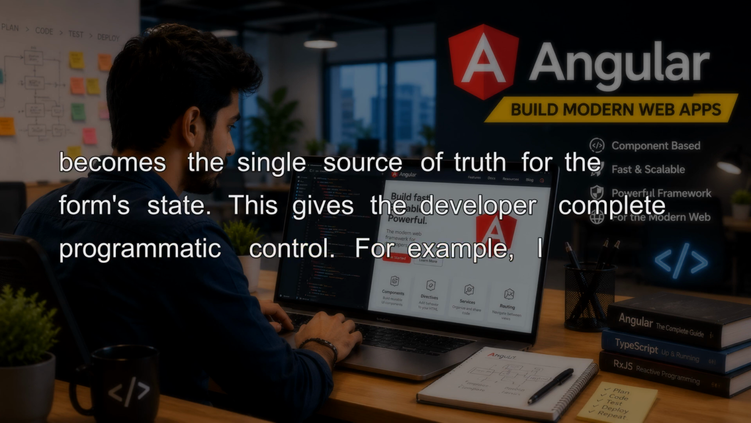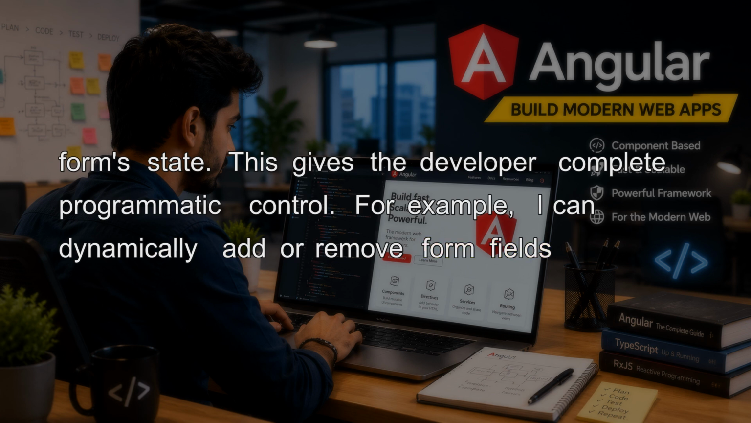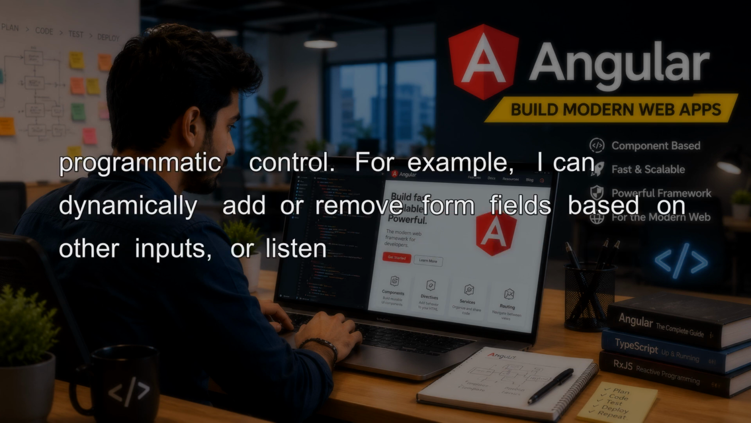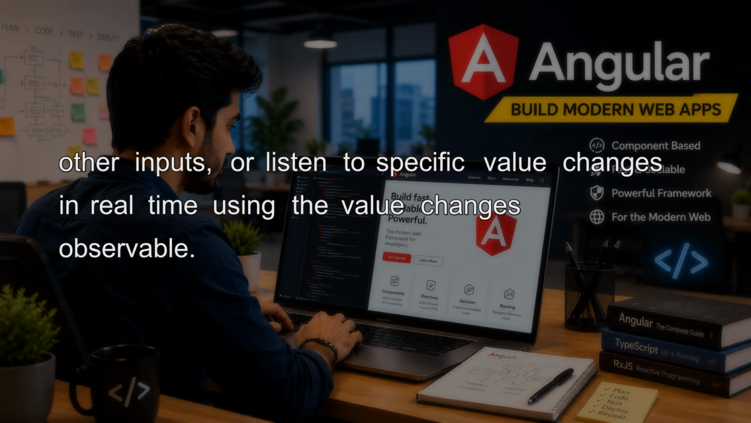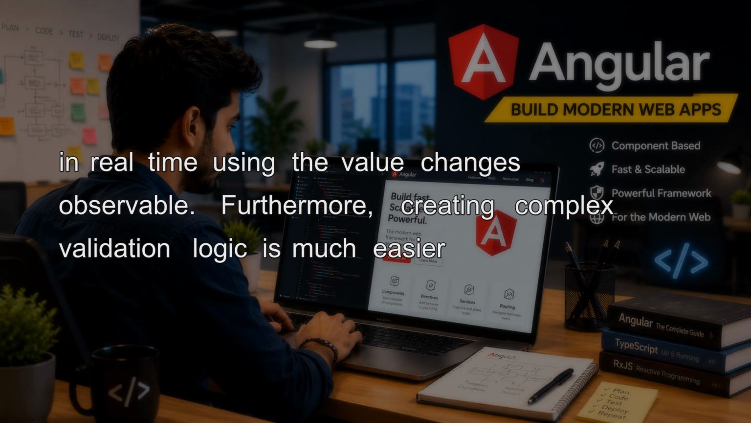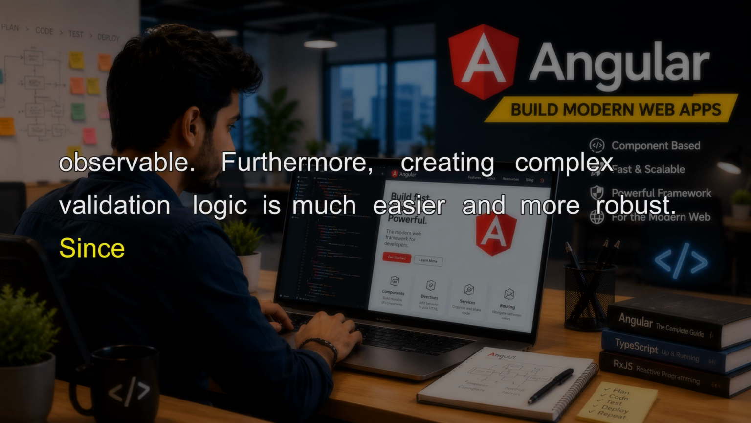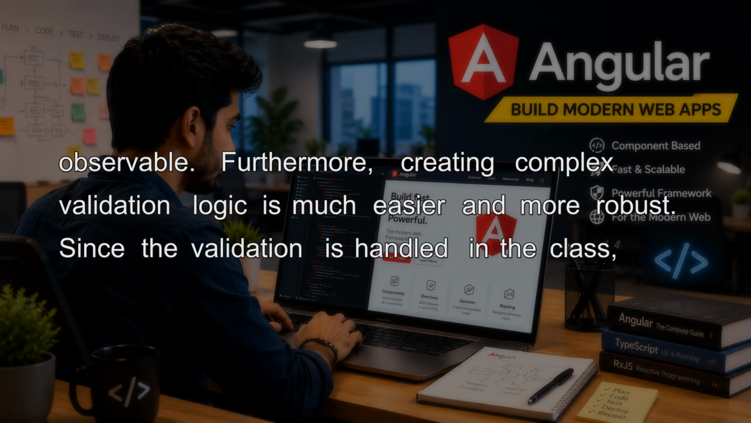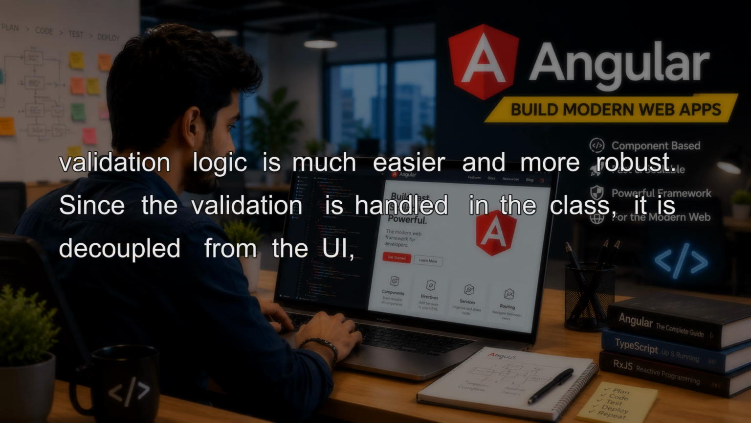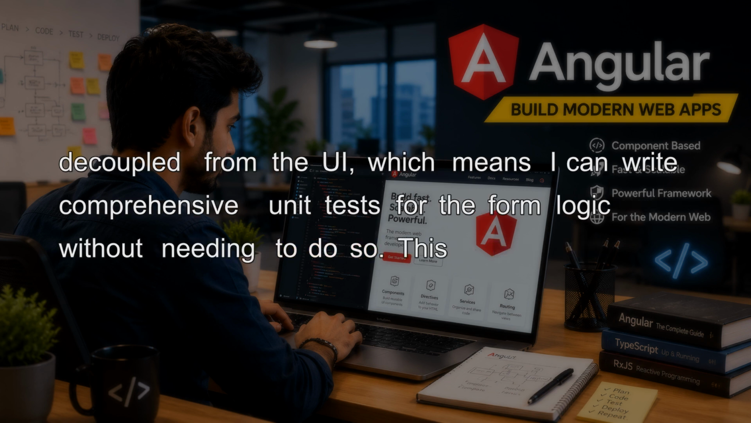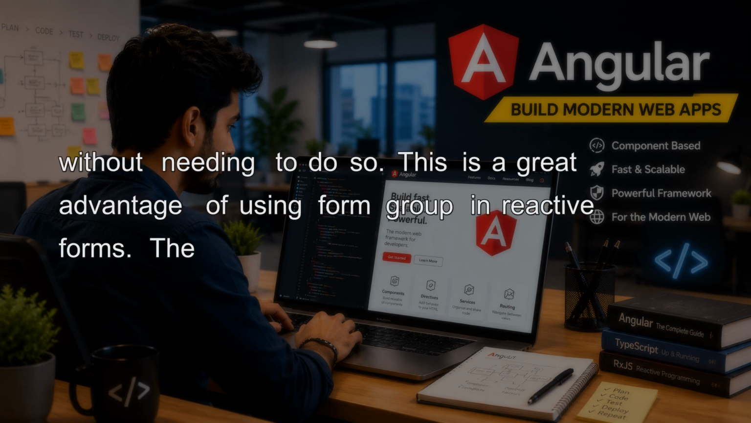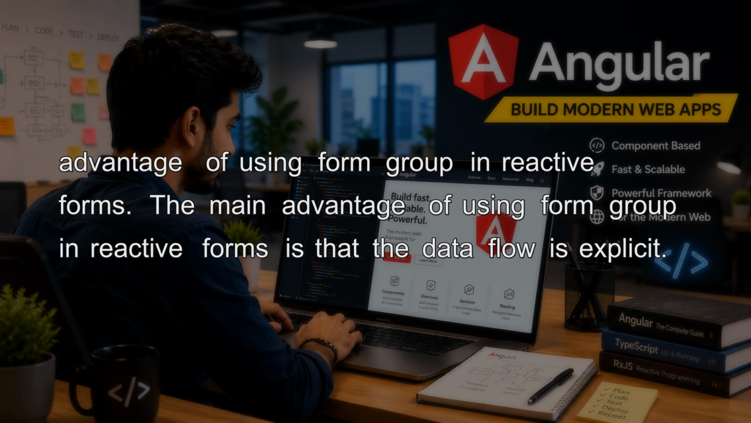For example, I can dynamically add or remove form fields based on other inputs, or listen to specific value changes in real time using the valueChanges observable. Furthermore, creating complex validation logic is much easier and more robust. Since the validation is handled in the class, it is decoupled from the UI, which means I can write comprehensive unit tests for the form logic without needing to render the DOM. It makes the whole process much more predictable because the data flow is explicit.